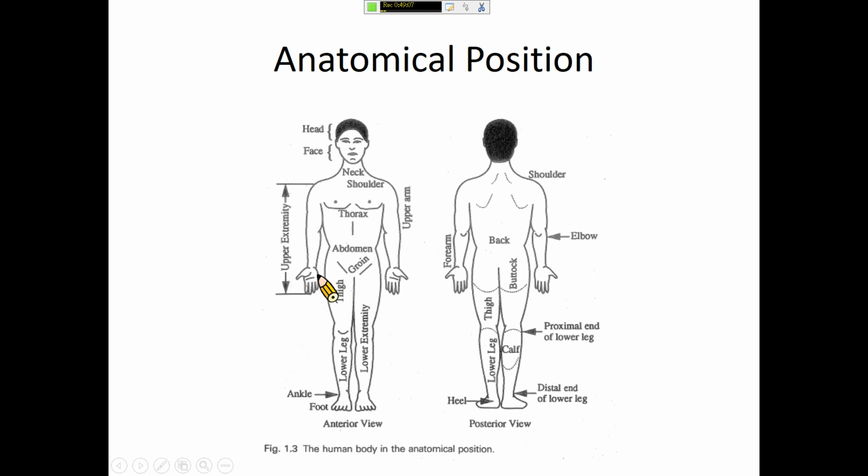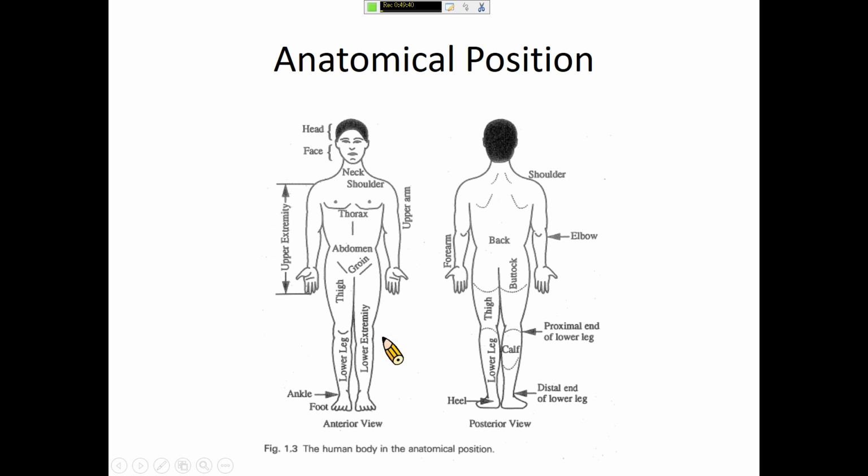Okay, and the upper arm plus forearm is called upper extremity. Upper extremity consists of upper arm, forearm plus hand, three parts, and part of the shoulder sometimes. So this is upper extremity.